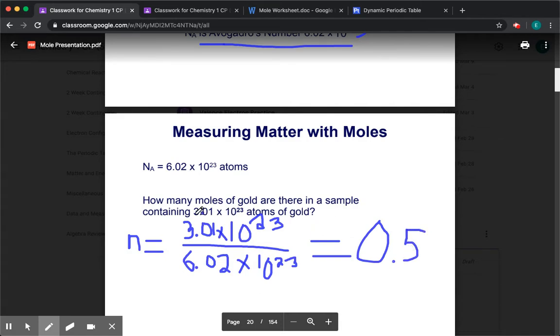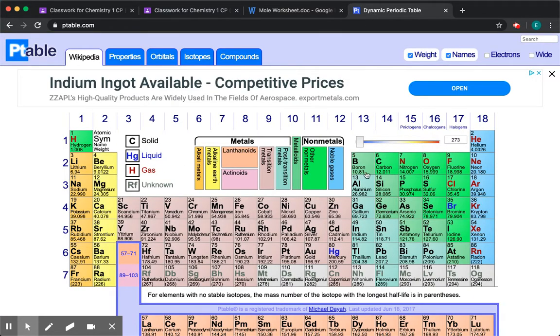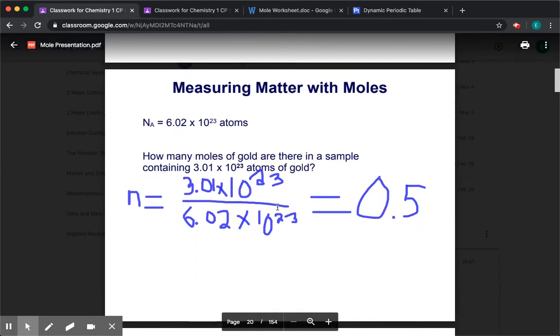So this number of gold atoms is going to give us half a mole. And if we had half a mole of gold, how much gold do we have? Look at the atomic mass. The atomic mass of gold is basically 197. So if we had half a mole, we would have half of 197 in grams of gold. That's what that number represents.